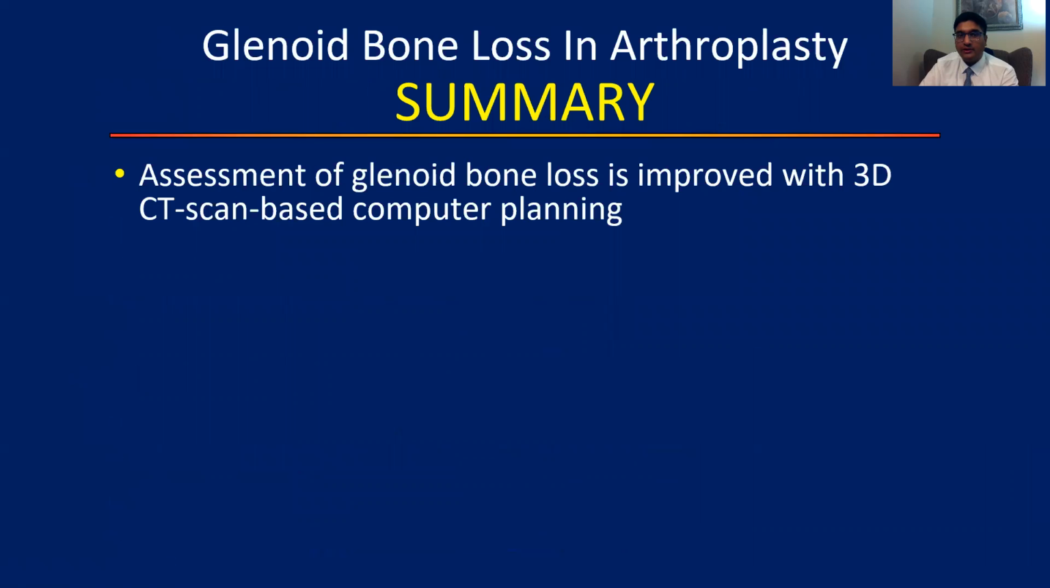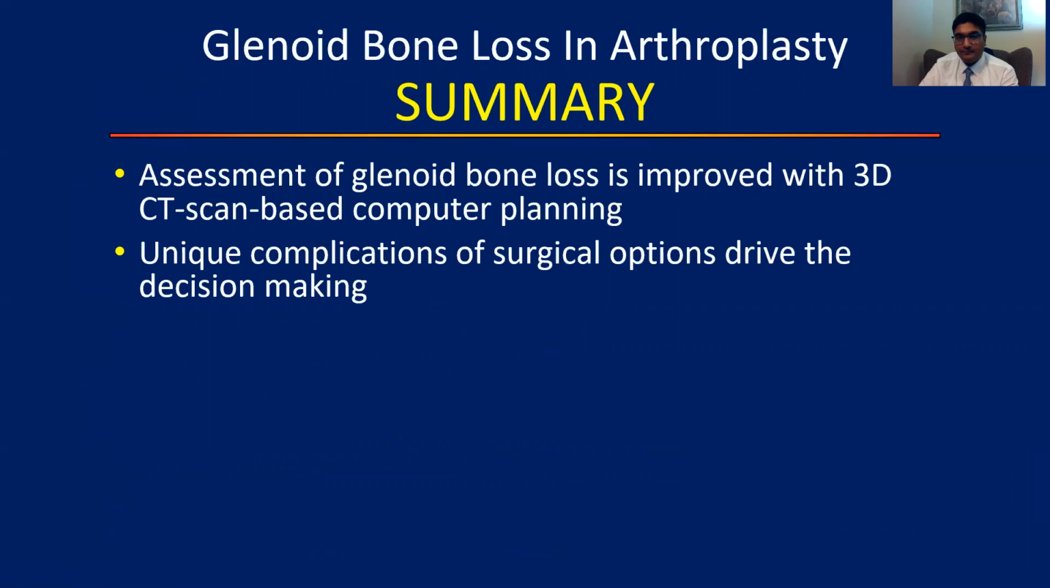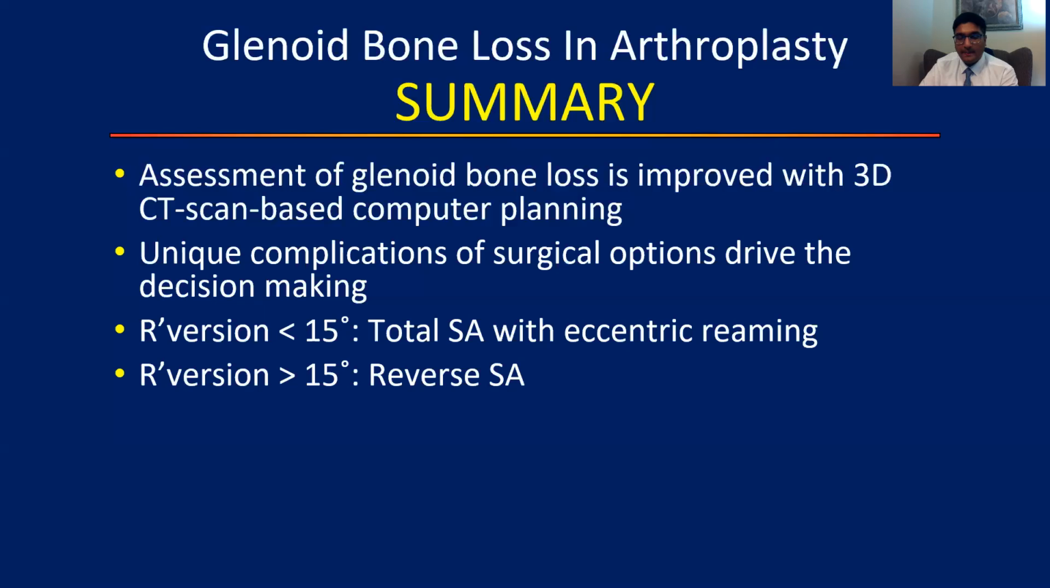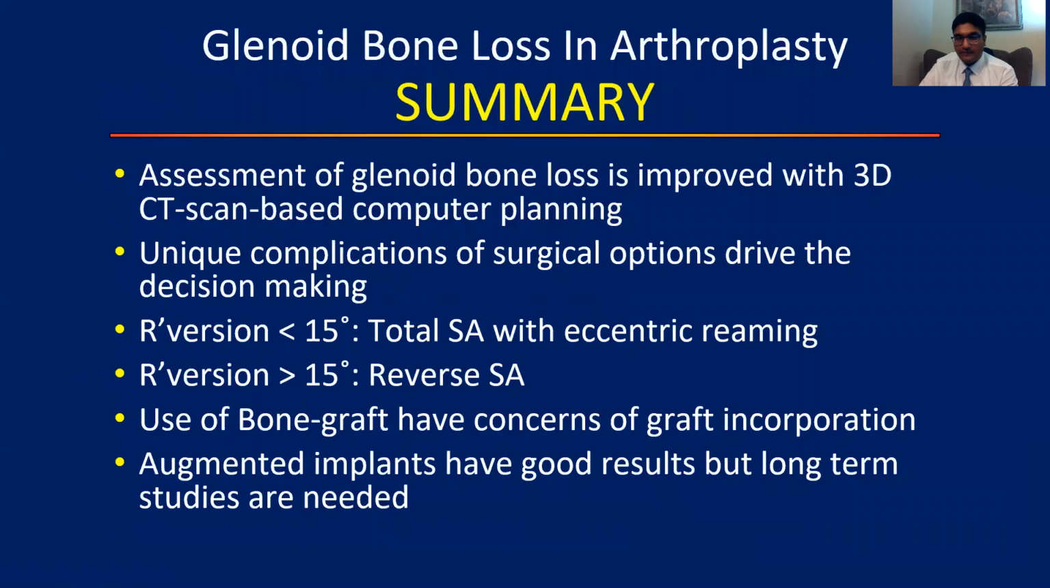So, in summary of my talk on glenoid bone loss in shoulder arthroplasty: the assessment of glenoid bone loss is improved with 3D CT scan based computer planning software. Unique complications of surgical options drive this clinical decision making. For a retroversion of less than 15 degrees, total shoulder arthroplasty with eccentric reaming seems like an optimal option based on the literature review we did today. For a retroversion of more than 15 degrees, we should consider a reverse shoulder arthroplasty.